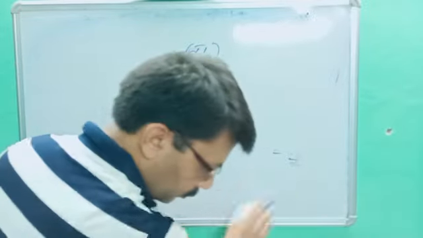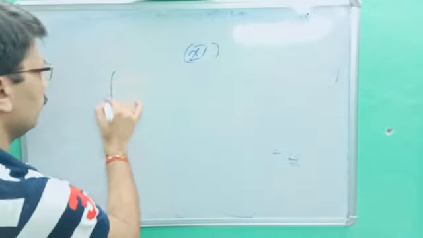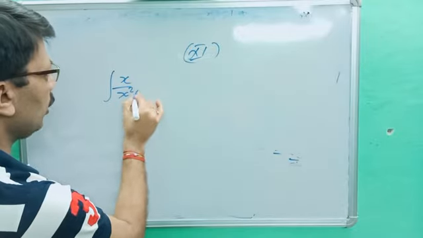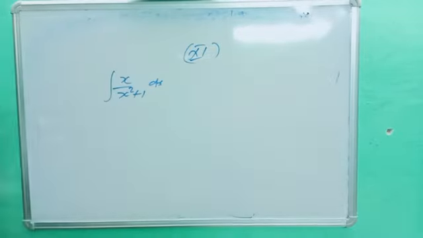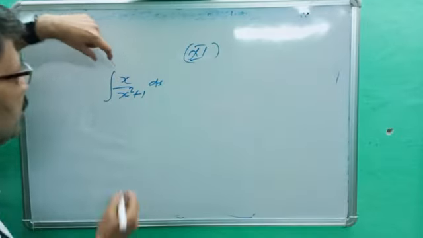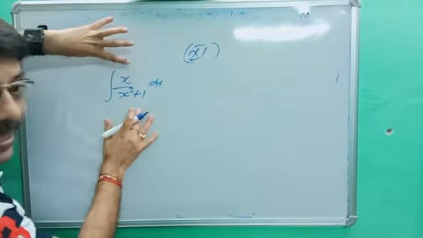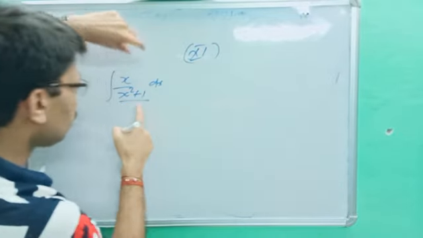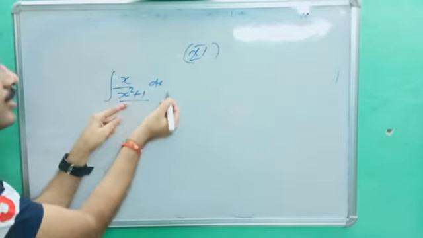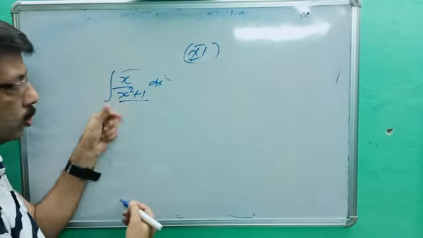Let's suppose you are given x upon x square plus 1 dx. Okay, it is given like this. First you substitute this, since it is impossible to differentiate it directly. Very critical point. So first you substitute this one. What do we get here? You substitute such that its differentiation should be equal to this one. So our aim is this.